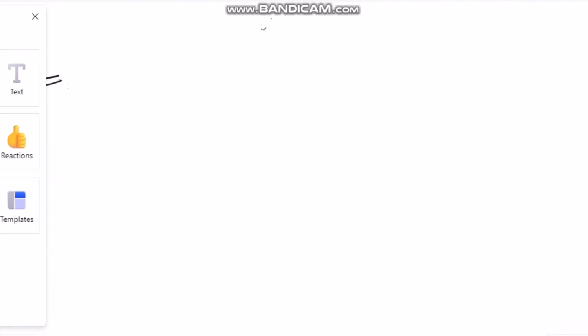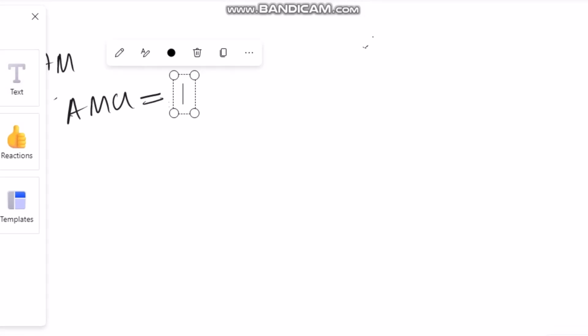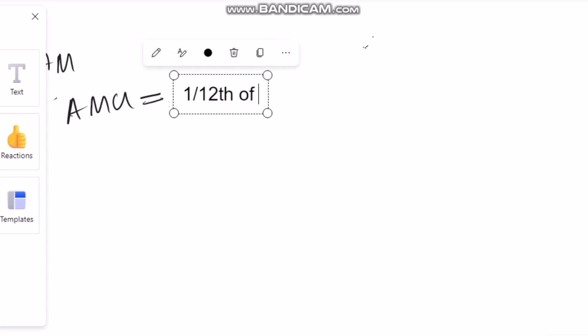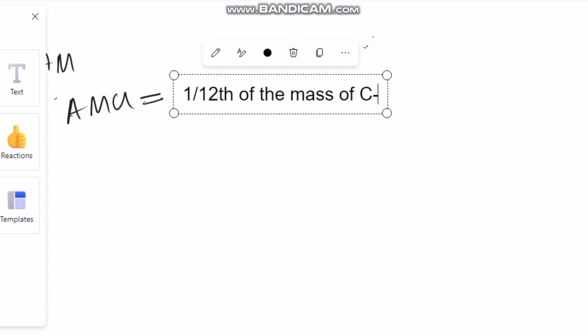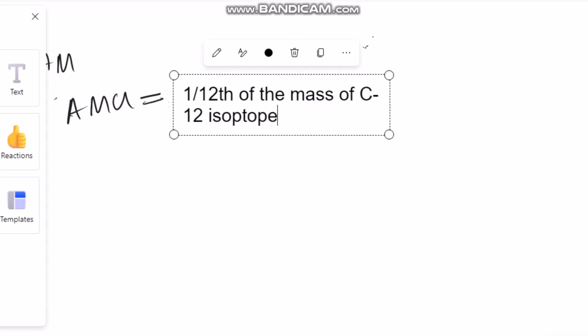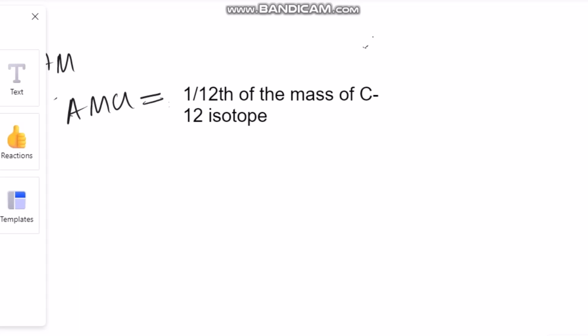Atomic mass unit, AMU, is 1/12 of the mass of the carbon-12 isotope. Right, so that's the atomic mass unit. Then what is the RAM value?